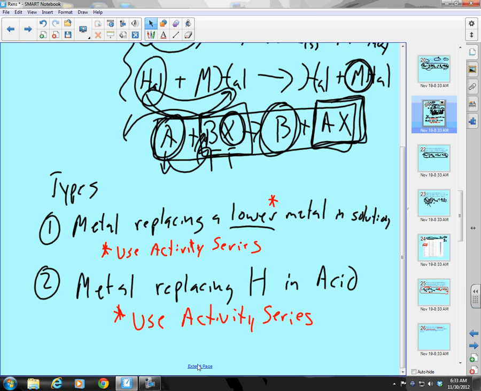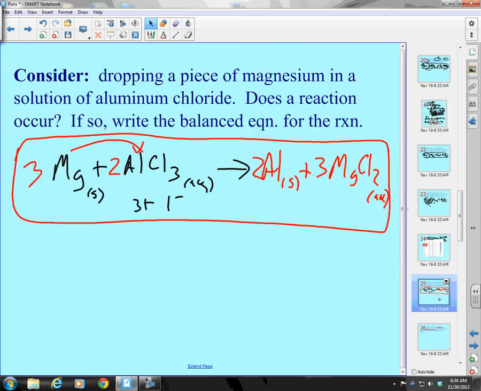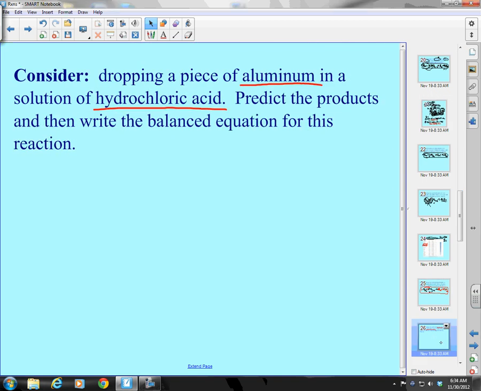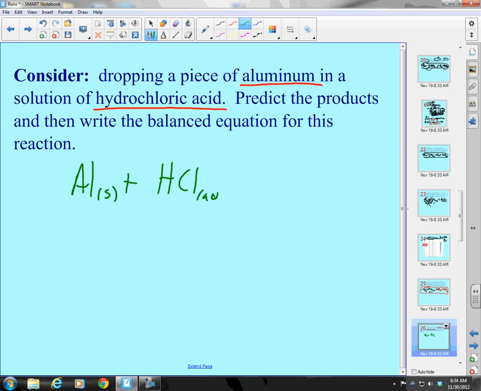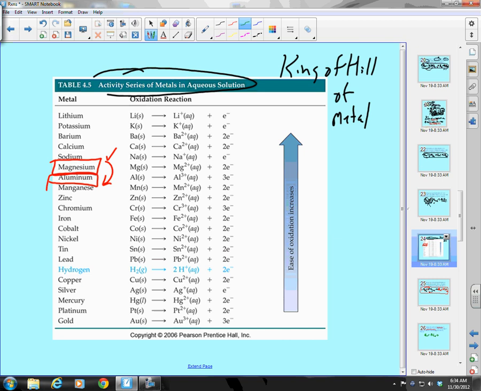Okay, does that mean all metals do not replace? Yes, it means all metals do not replace hydrogen in acid. So, aluminum, solid, plus hydrochloric acid. Hydro means it's binary. Chloric acid yields what? Well, first, let's take a look at our activity series. Where's aluminum? Here's aluminum. Where's hydrogen?